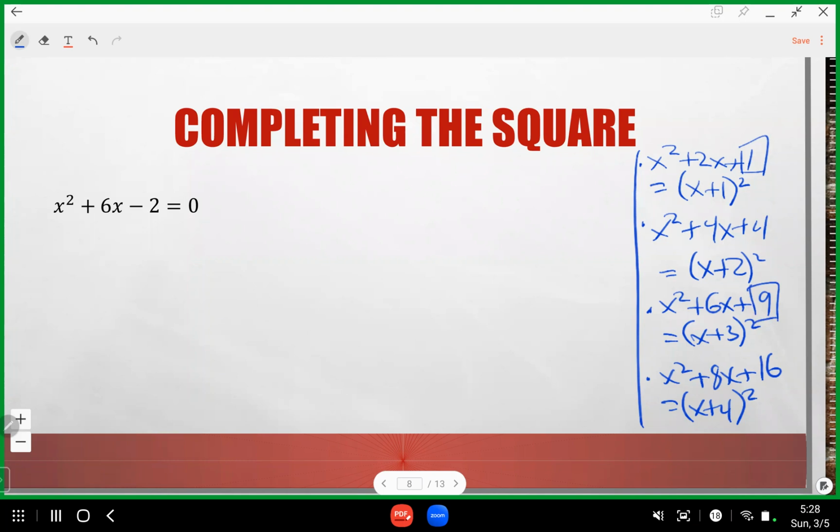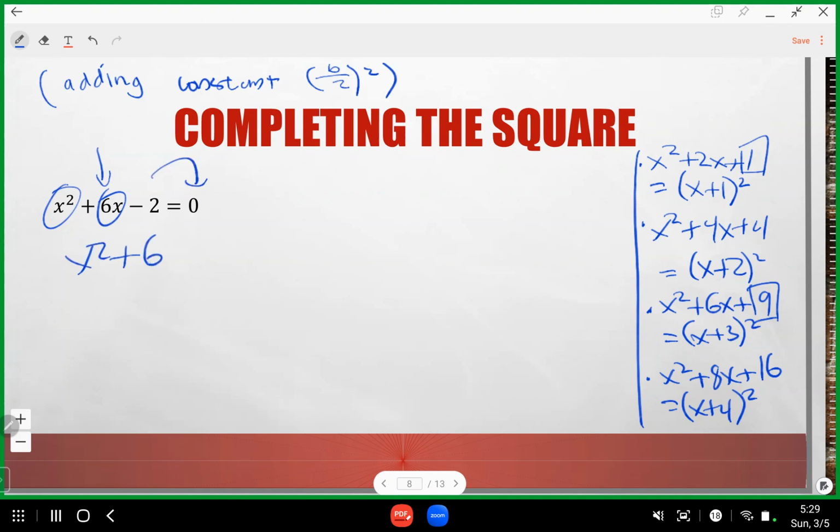From this, we can see that to complete the square, if we already have the x squared and the x terms, to complete the constant term, all we need to do is take the b term, divide it by 2 and square it. Essentially, we're adding the constant b over 2 squared to both sides. So to solve this, let's just do that. But before we do, let's move the 2 to the other side so it doesn't mess us up. So x squared plus 6x is equal to 2, right?